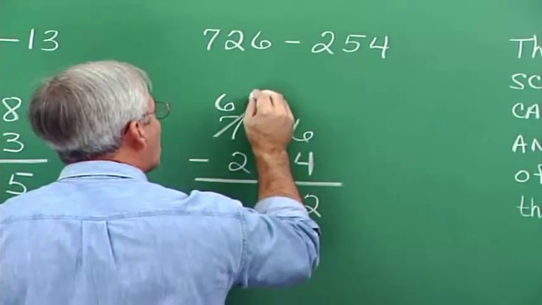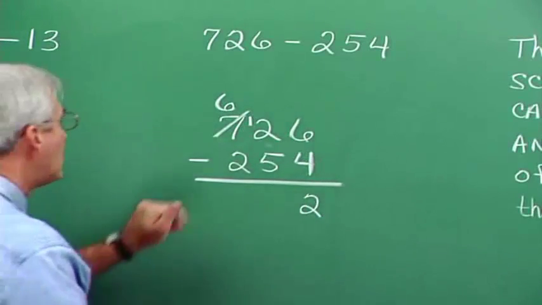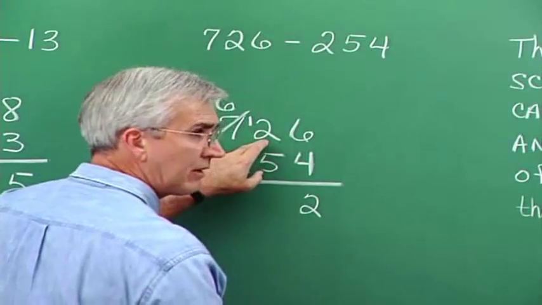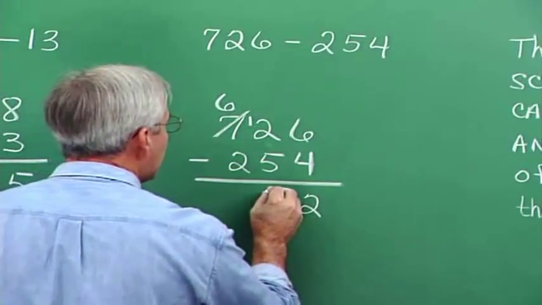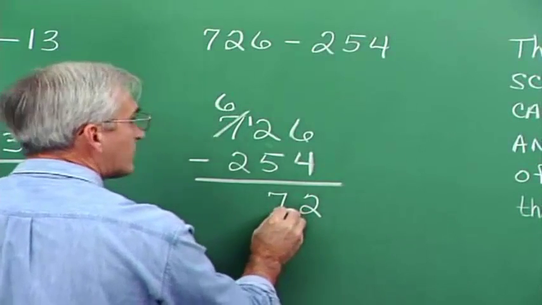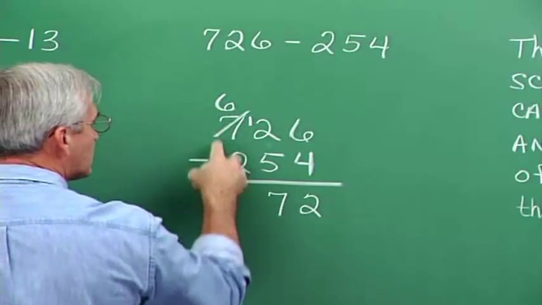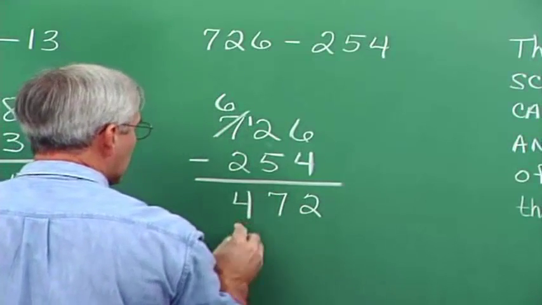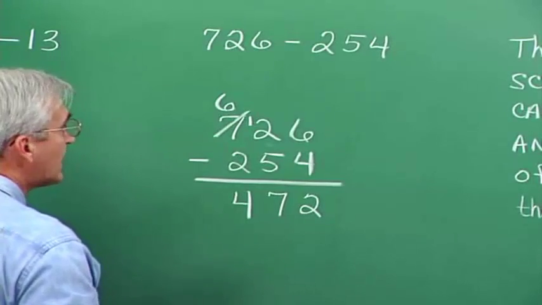Now, we can put a 12 up here, but normally we would just put a 1 right here to indicate that we have 12 tens here. We're going to take that 12 tens, subtract 5 tens, and we get 7 tens. And then 6 hundreds minus 2, 6 minus 2, 4. So 472 for our answer. Once again, we could check this.